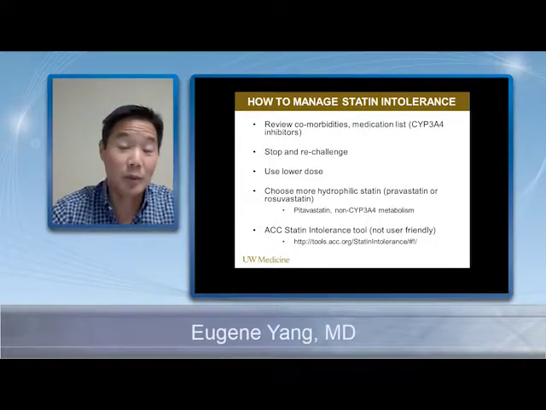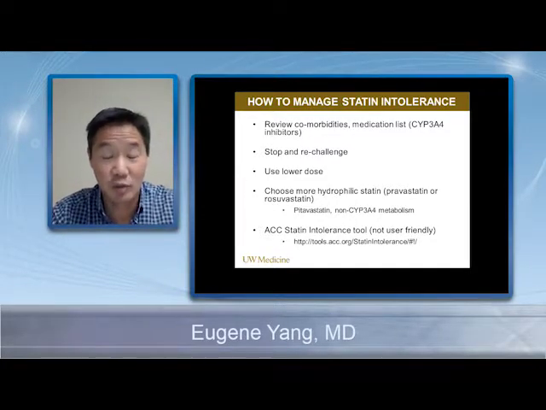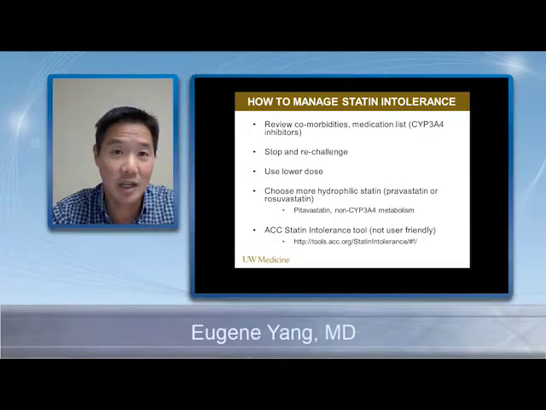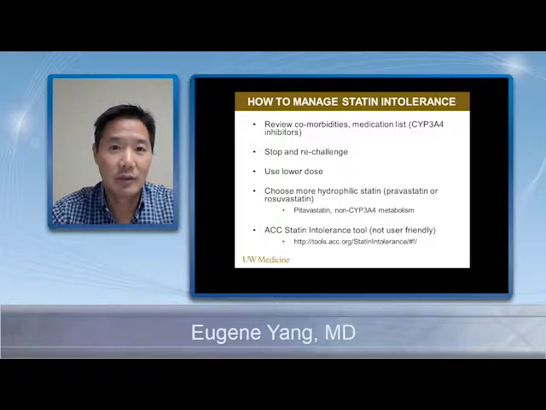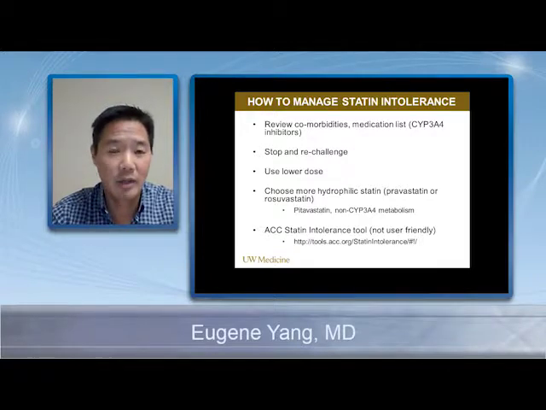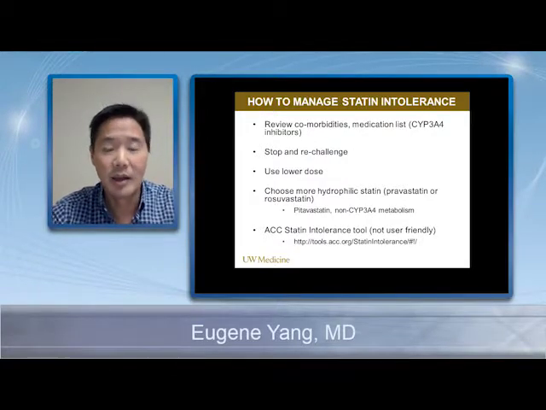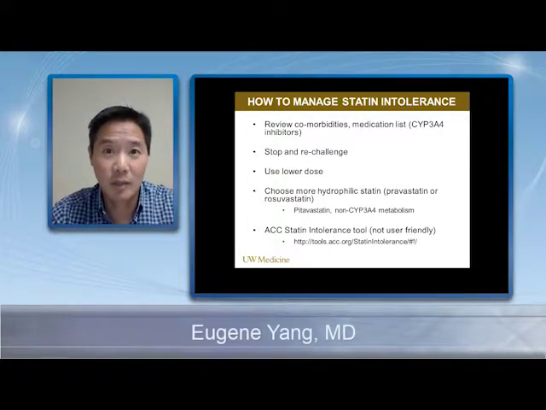Number two is to stop and re-challenge the patient. Typically in clinical practice, I'll have the patient stop the treatment for at least several weeks to see if there's any improvement in their muscle symptoms. If there is no improvement, then I re-challenge them, since there's no clear change associated with stopping the medication. Another option is to try a lower dose. If the patient is taking 20 milligrams or 40 milligrams of atorvastatin, then I will halve the dose and see if the muscle symptoms are mitigated.